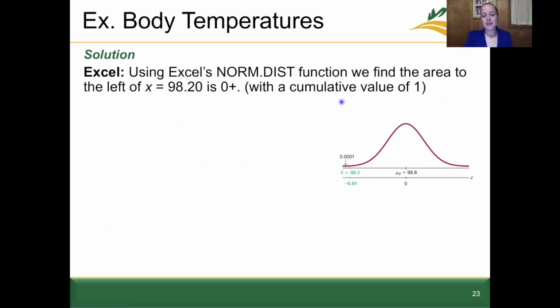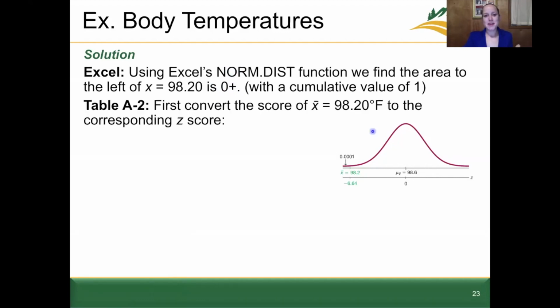So plugging these values in, knowing that we do want the cumulative area from the left, we use a cumulative value of 1. When you plug all this in, you'll get a value of 0 plus with Excel, or some very, very small number close to 0. Go ahead and use Excel, see what you get for this one. What about using table A2?